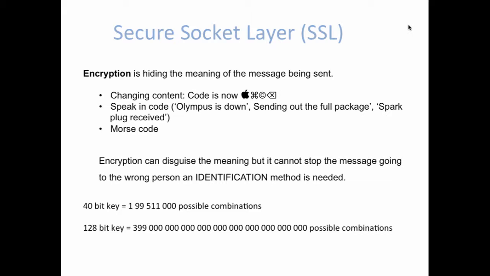To encrypt messages being sent over the internet, a piece of software called a key is used. Depending how complicated you want the encryption to be will depend on the size of the key. A 40-bit key will give a possible 1,099,511,000 combinations. A 128-bit key can produce over 339 decillion combinations. That's 339 and 30 zeros after it.